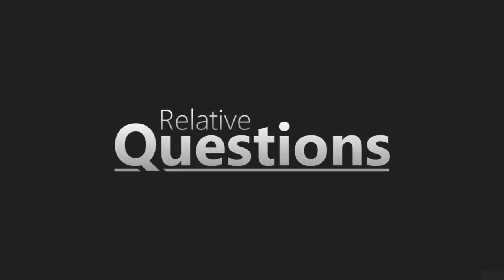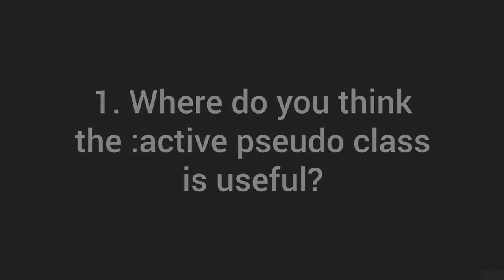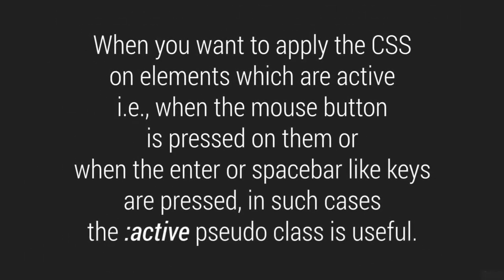Let's talk about the question. So where do you think the active pseudo class is useful? When you want to apply the CSS on elements which are active, that is, the action is being performed on it, when the mouse button is pressed on them, or when the enter or spacebar like keys are pressed. In such cases, you see that the active pseudo class will be a great help.